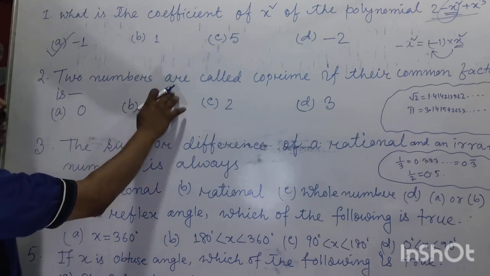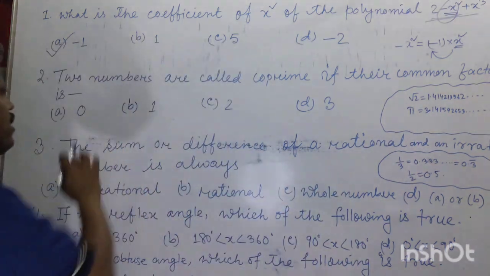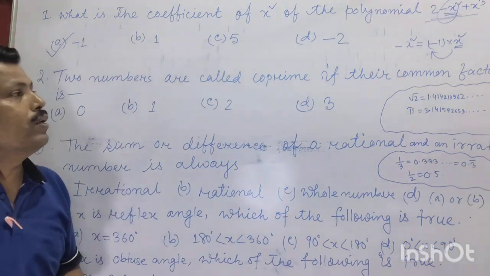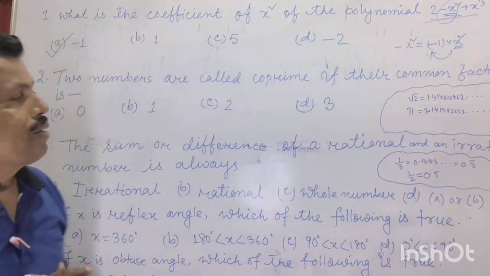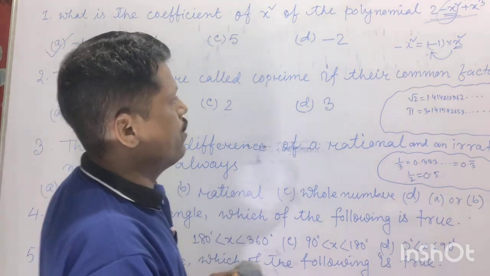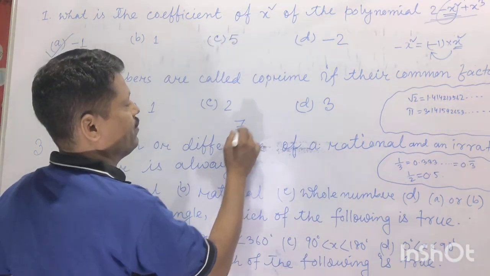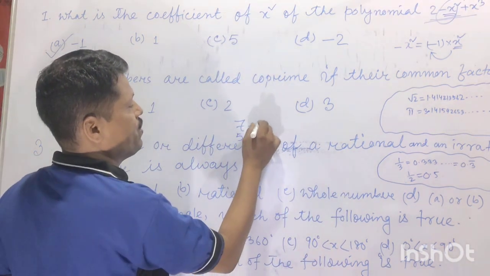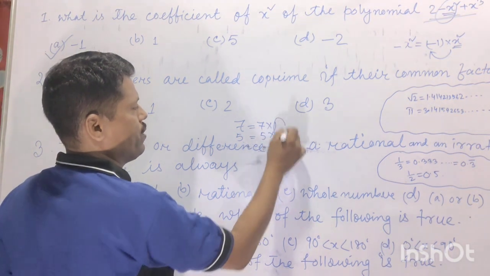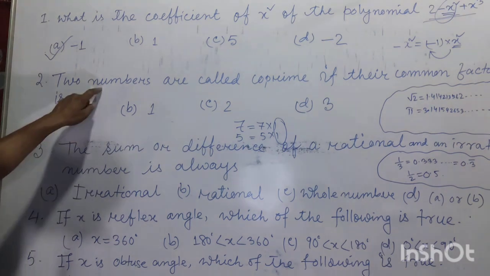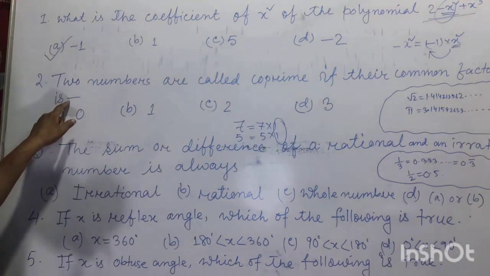Two numbers are called co-prime if their common factor is 1. So co-prime means the two numbers have only 1 as a common factor. If we take 7 and 5, 7 means 7 into 1 and 5 means 5 into 1, then the common factor is 1. So two numbers are called co-prime if their common factor is 1.